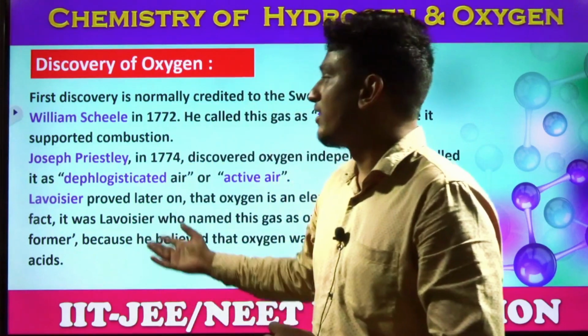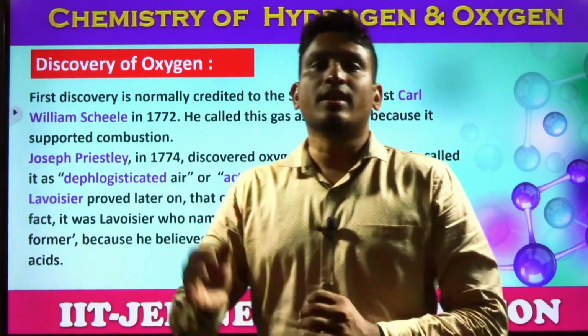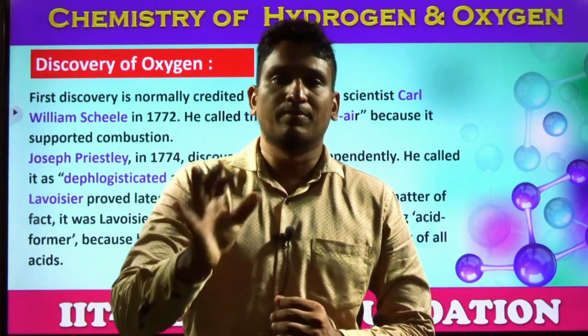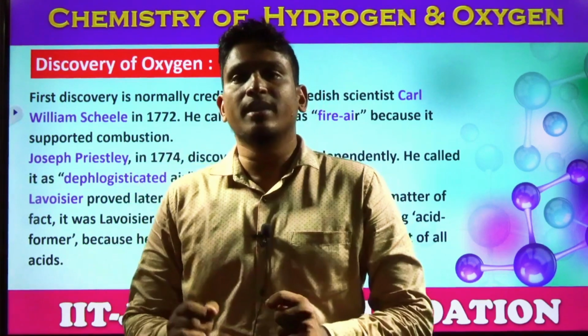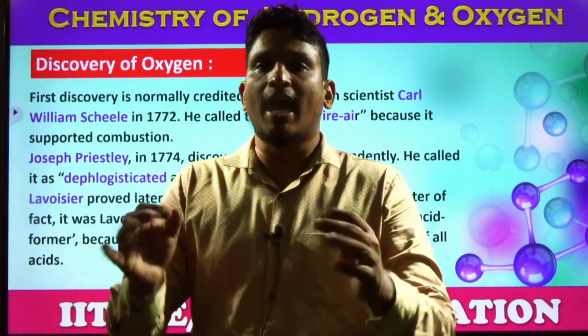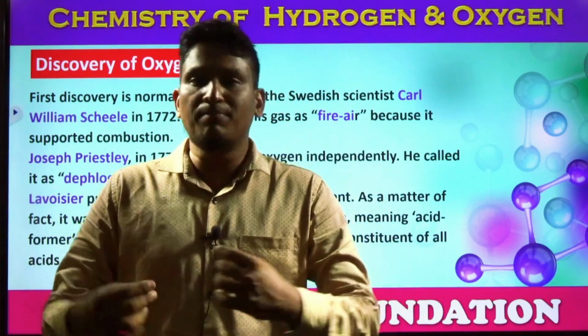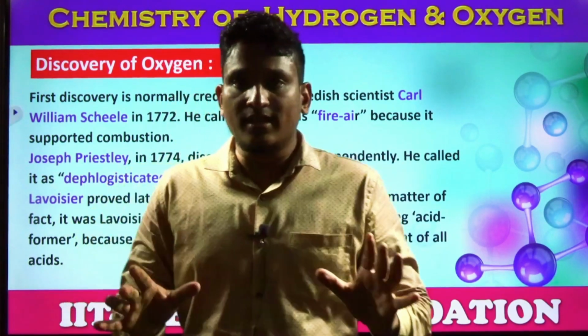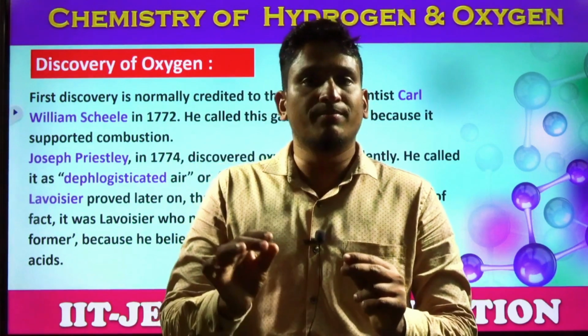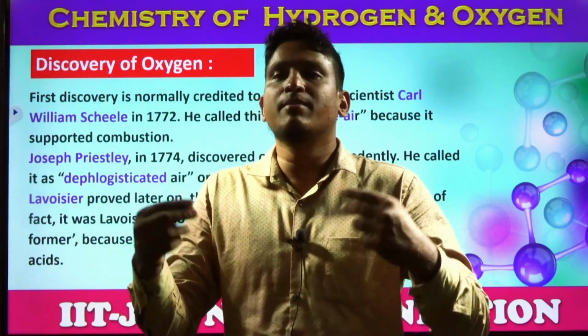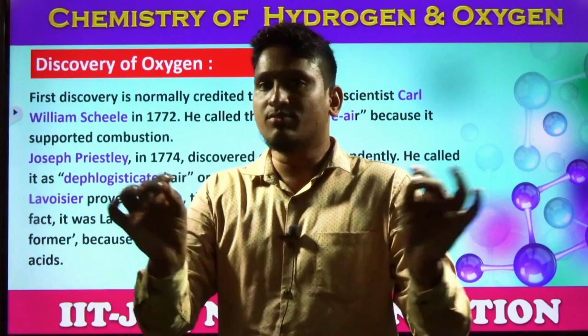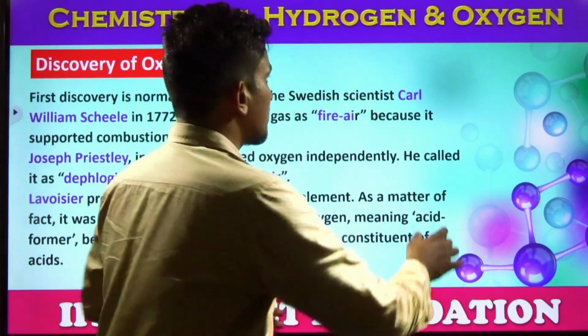But later on, Lavoisier explained that oxygen is an element, and he named this element oxygen. Oxy means acid, gen means generator, that means acid former. He believed that almost all acids are made up of oxygen, which is not correct, but the name remains as oxygen. So this is the little history behind oxygen and its name.